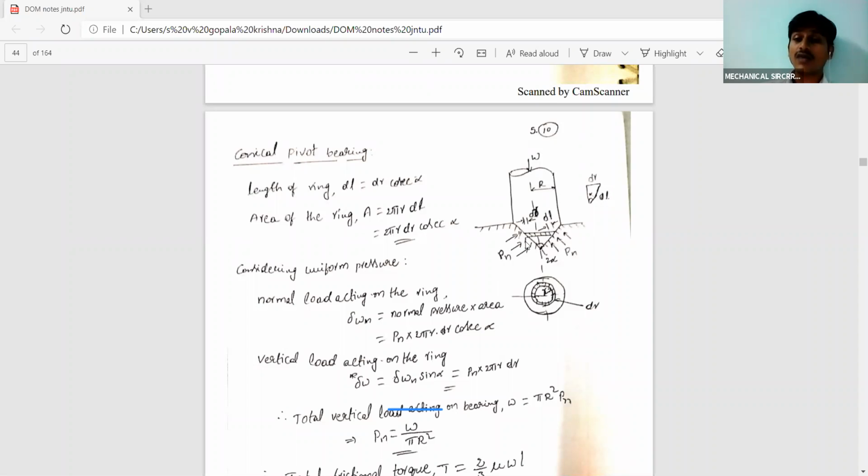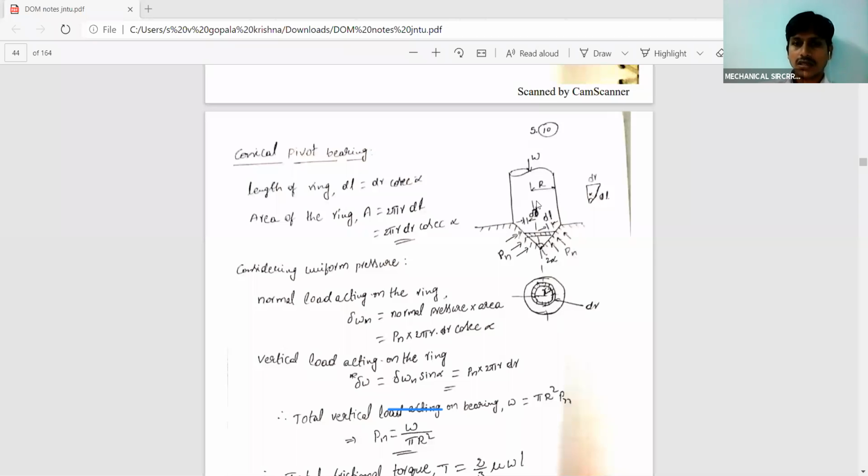Okay, that pressure is the normal pressure. Normal pressure acting on the particular surfaces, on these walls. And here the conical shape will occupy the angle. That angle is the 2 alpha.